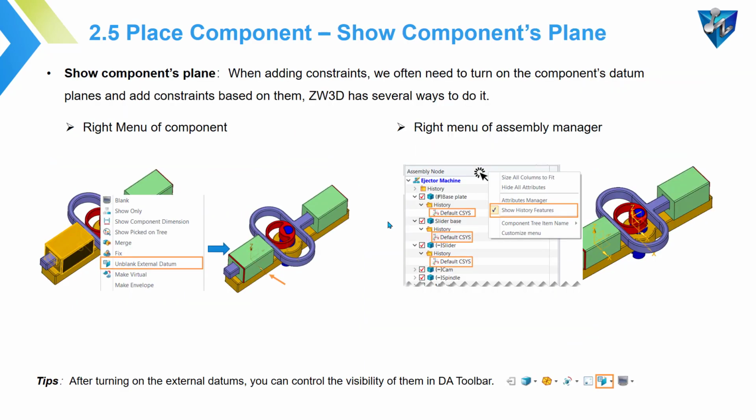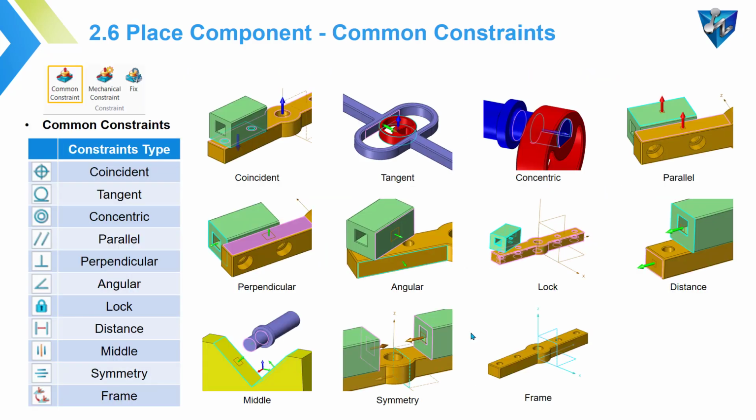And when adding constraints, from time to time we need to show the component's datum planes. Here I give you two ways to do it. The first way is to execute the command in the right-click menu. The next way is to unblank the component datums for all components directly. Now you already know how to add constraints and all the skills. Next, let's see some common constraints.